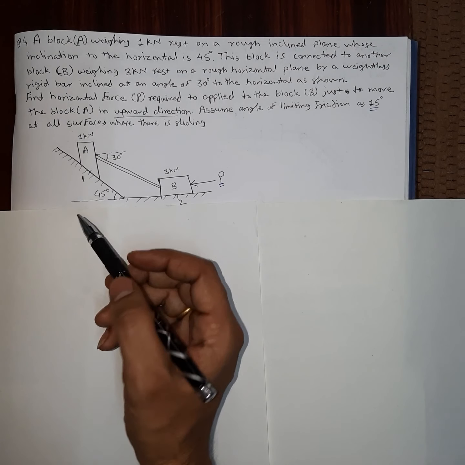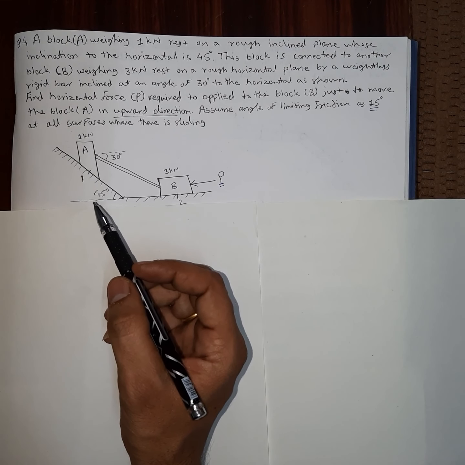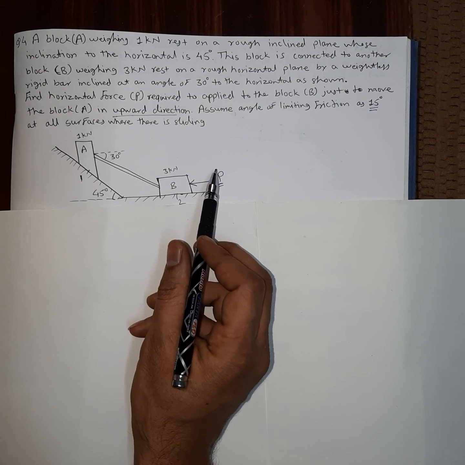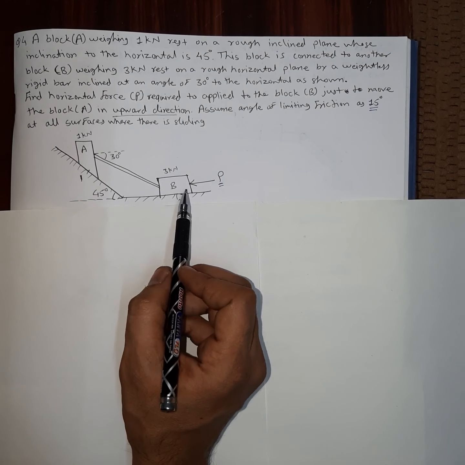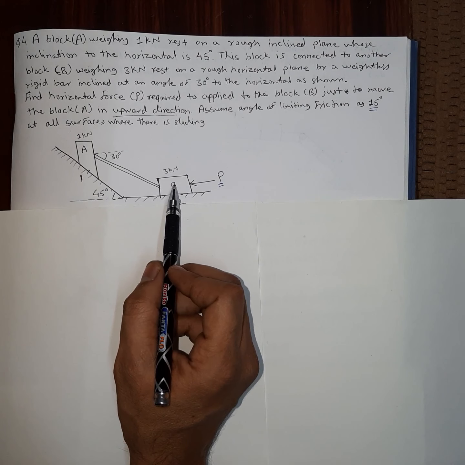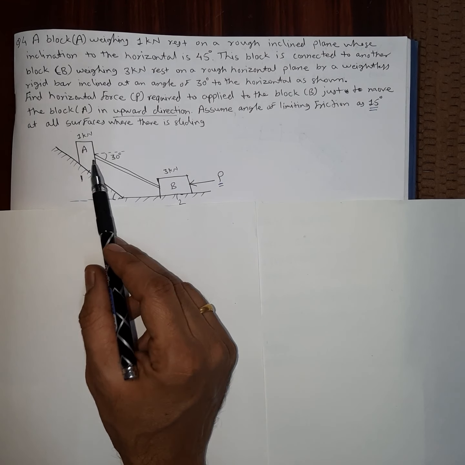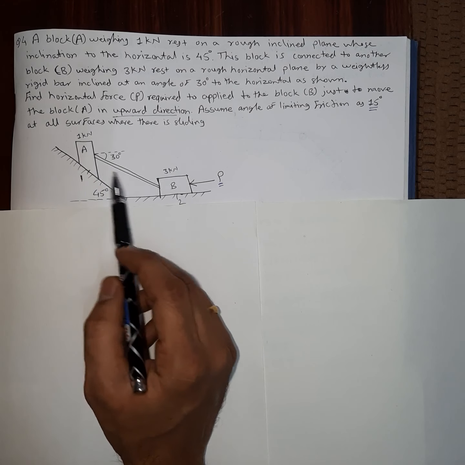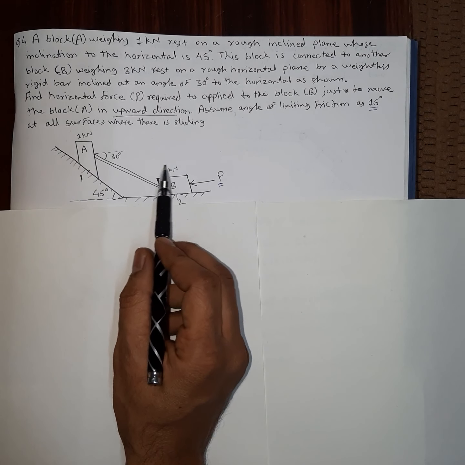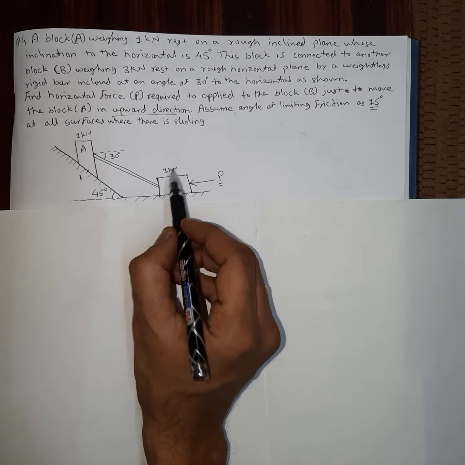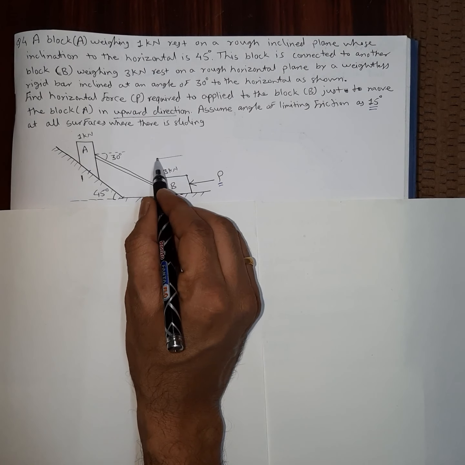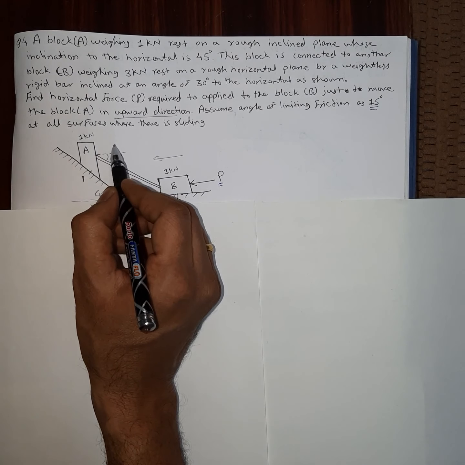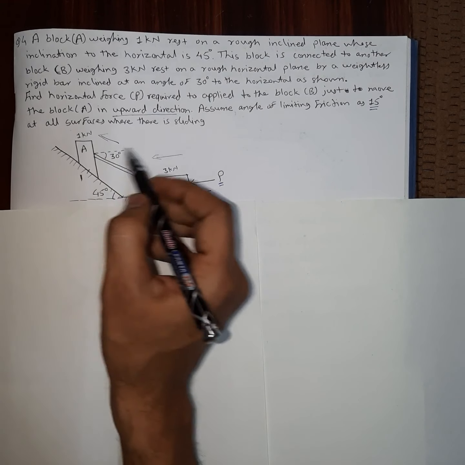Then we have to find the horizontal force P. We have to determine this horizontal force P required to start the motion of this block, just to move the block A in the upward direction. So this block A is going to move in the upward direction, so obviously this block B will move towards the left direction. This is the direction of motion for block B, and for block A the direction of motion will be upward.